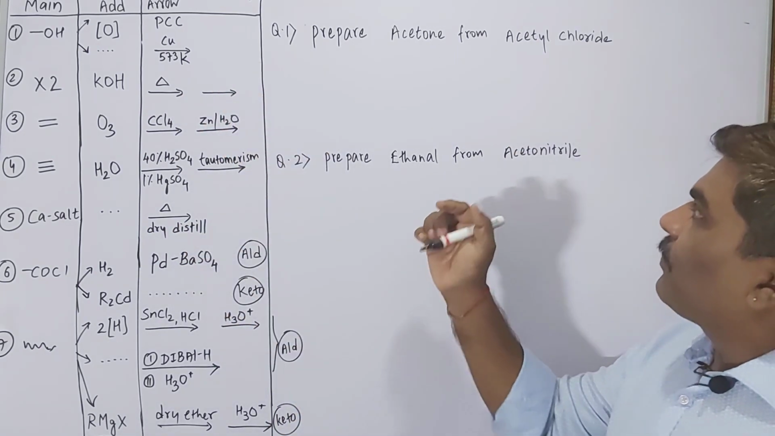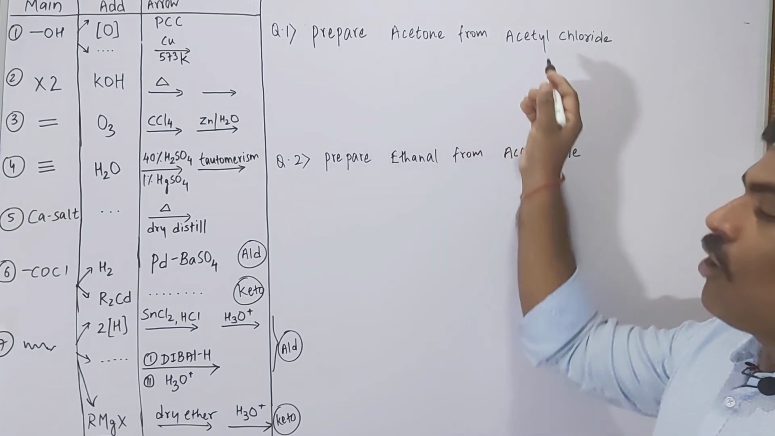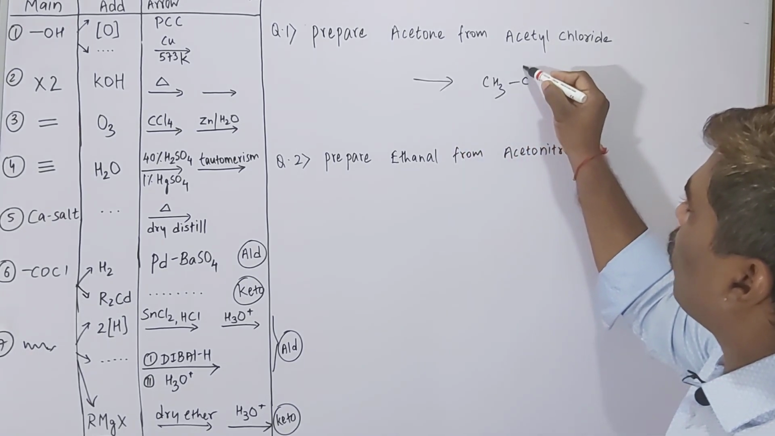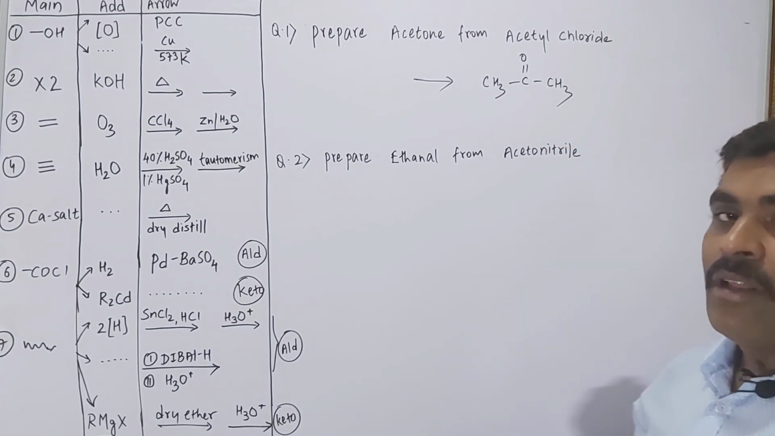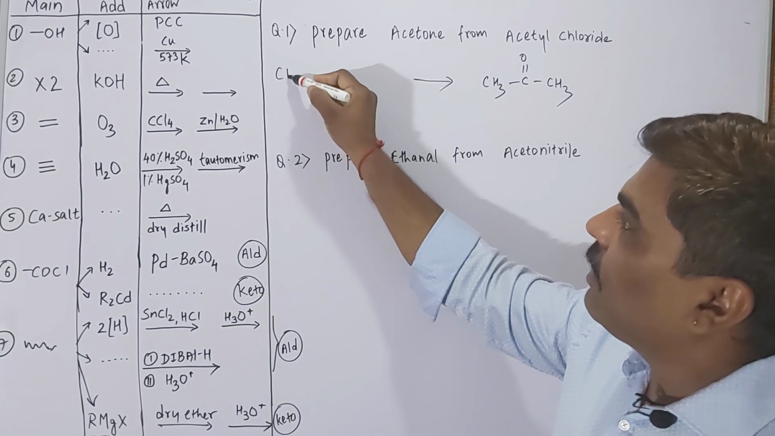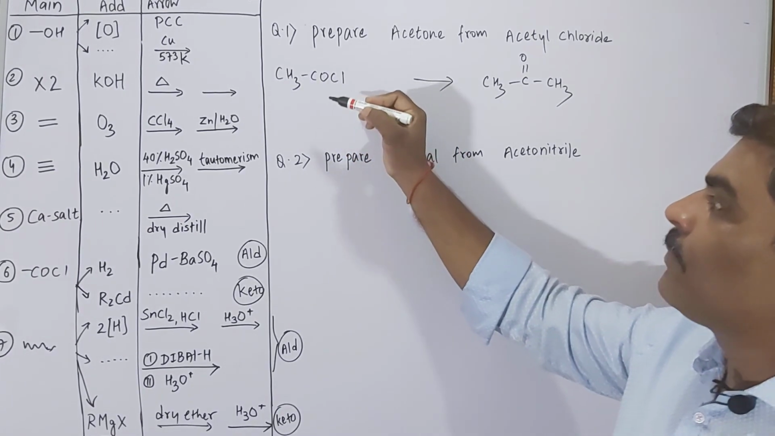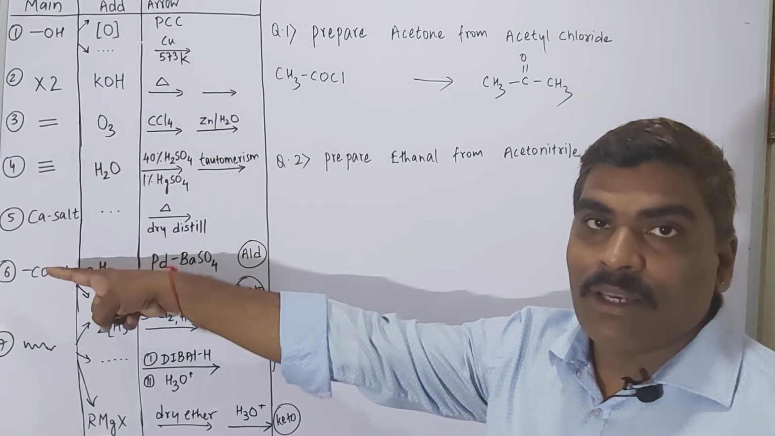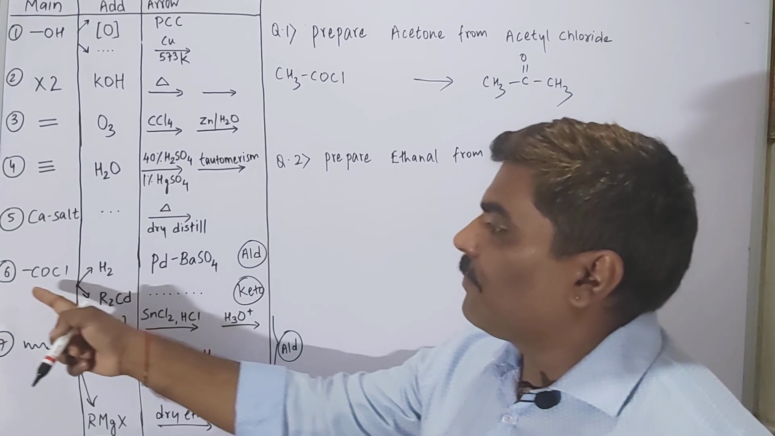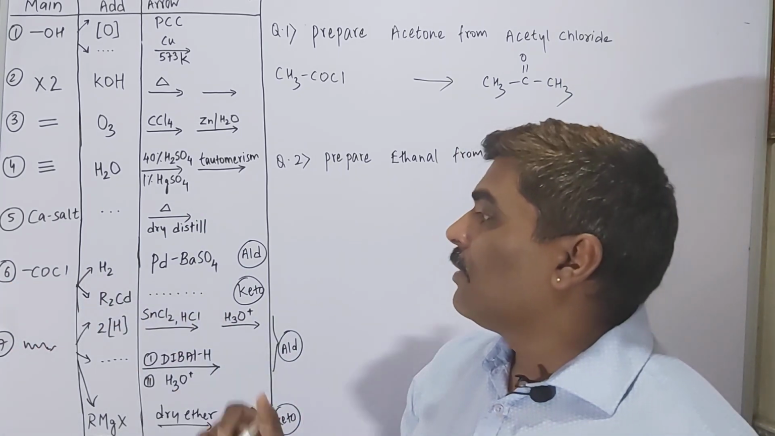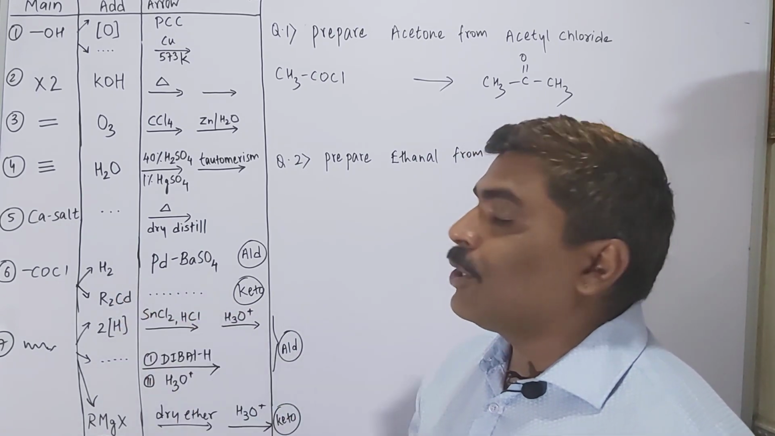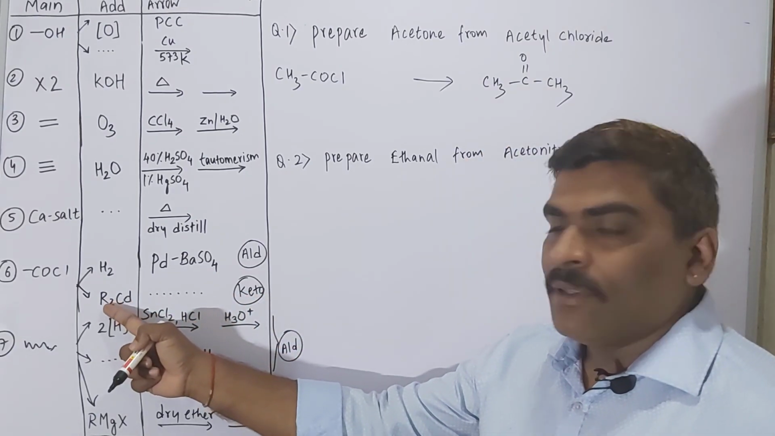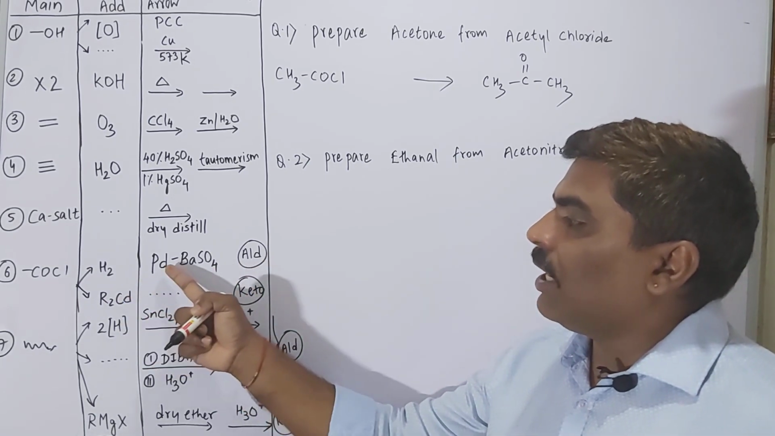Okay. The question is: prepare acetone from acetyl chloride. So we want to prepare acetone, and the starting material is acetyl chloride, CH3COCl. Now you have to find out where this CH3COCl is in our main chart. COCl is here, number 6. Two possibilities are there. One is we can put hydrogen, the other is R2Cd. For ketone, R2Cd. If you want to prepare aldehyde, then hydrogen and Pd/BaSO4.